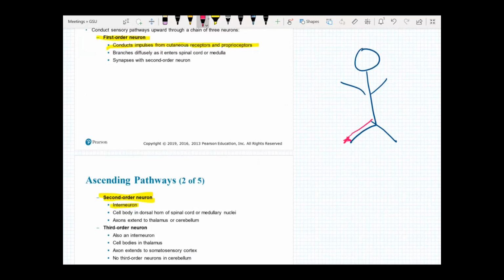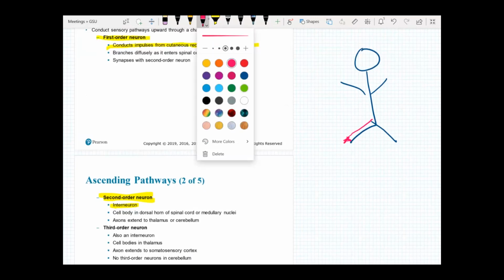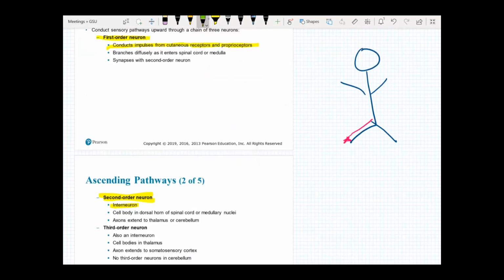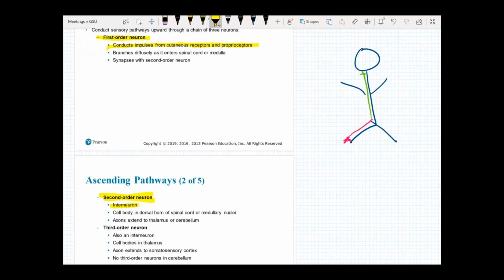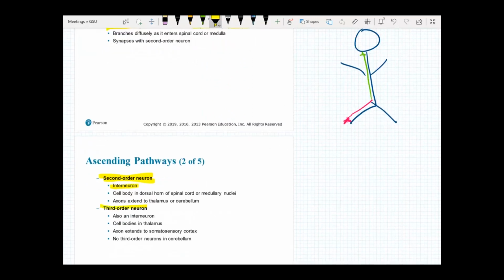And then once we get to the second order neuron, and it's the in-between neuron, that will usually travel up to the brain, base of the brain, to spinal cord, top of spinal cord, medulla. That's usually where you'll find the second order neuron. And then that leads to and connects to the third order neuron, because this is a chain of 3.